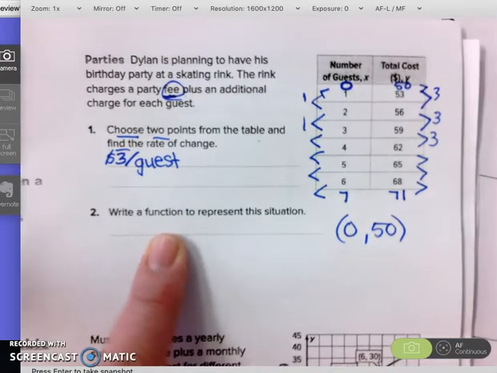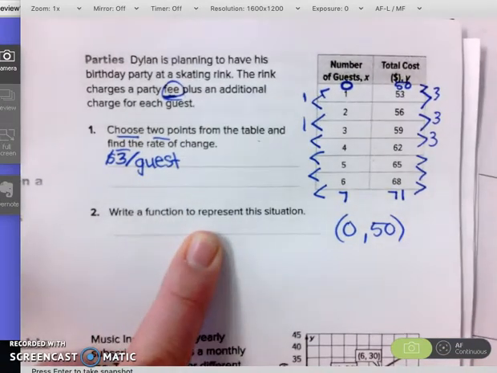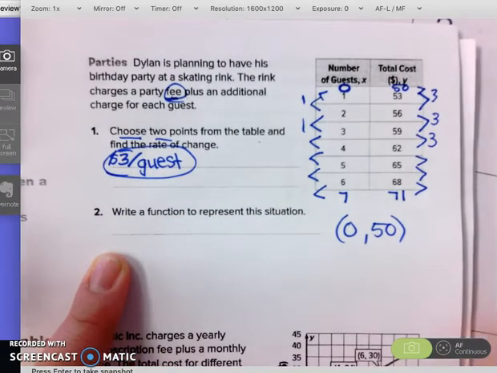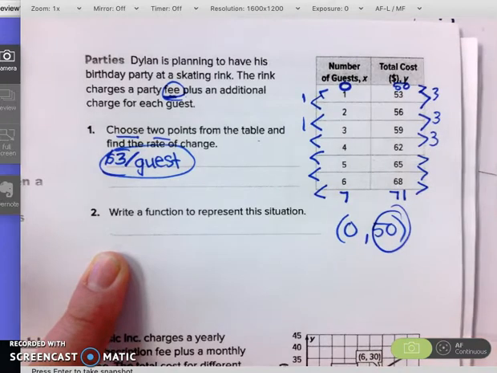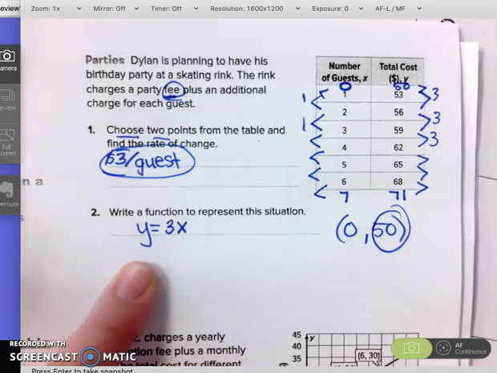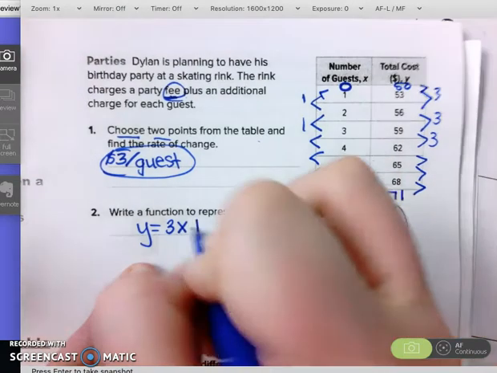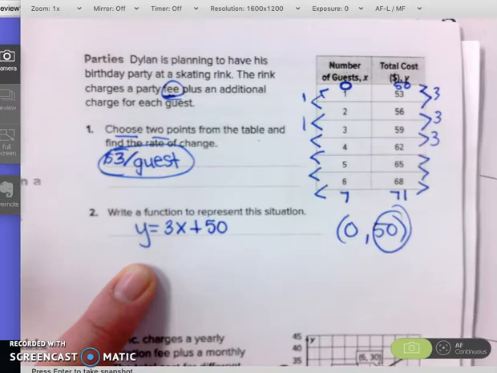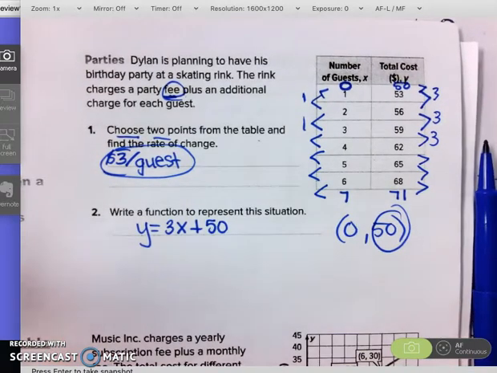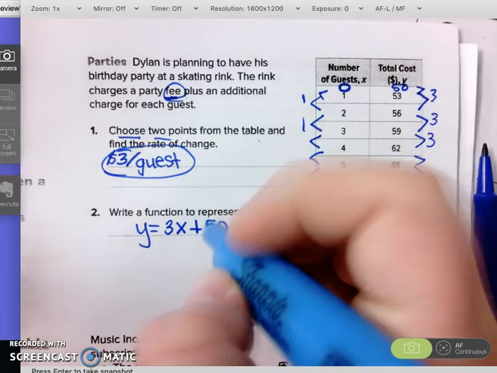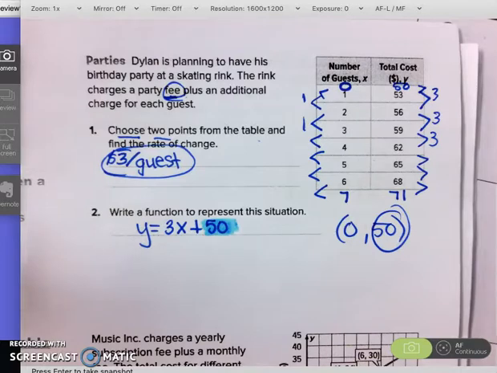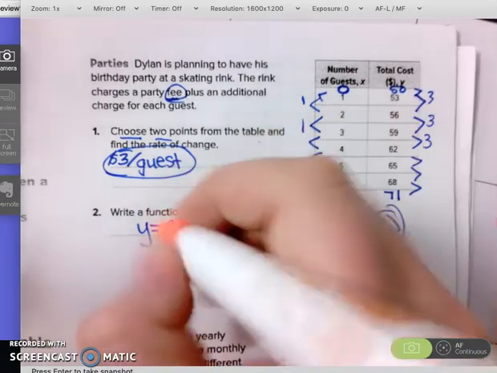So when it asks us to write a function to represent the situation, this one is going to be your slope, your rate of change, and this is going to be your y-intercept. So y equals $3 times however many guests you have, but you still have to add that $50 in. Okay, so this is my initial fee, and the 3 is my slope or my rate of change.